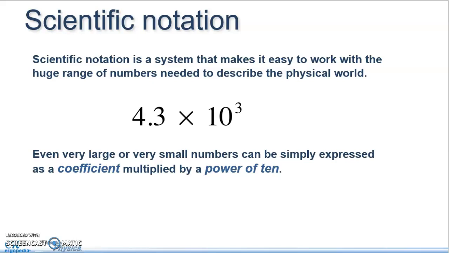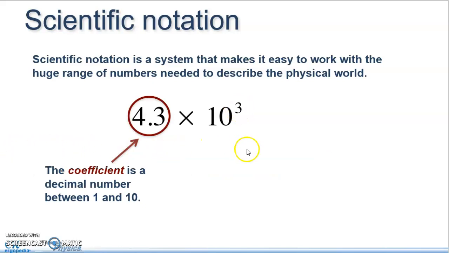Scientific notation is one way that makes it easier for us to work with the large range in numbers that we use to describe the physical world. We take a coefficient like 4.3 and multiply it by a power of 10. If you have a larger power of 10, then the number is progressively larger. And as you get a more negative power of 10, like let's say -3, that would be a smaller quantity or smaller number.